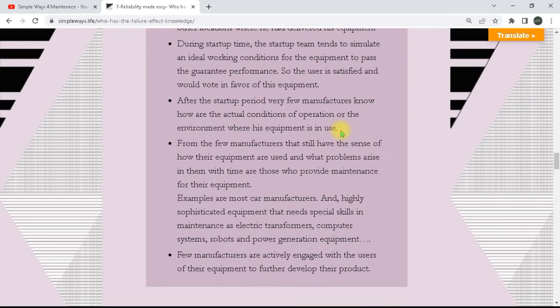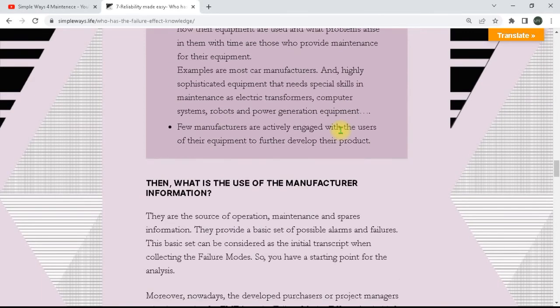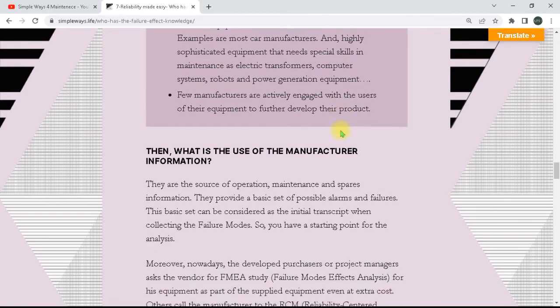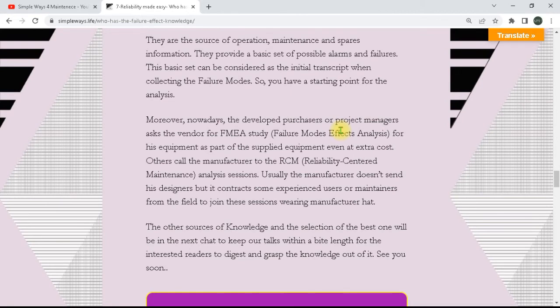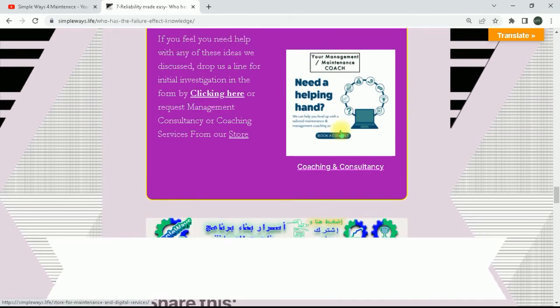That's the very first important resource for your reliability centered maintenance analysis, which is the manufacturer's information and the failure mode effects analysis made by the manufacturer. That's a very valuable source, but that's the first one. The next one, we will see in the coming lecture or in the coming chat.